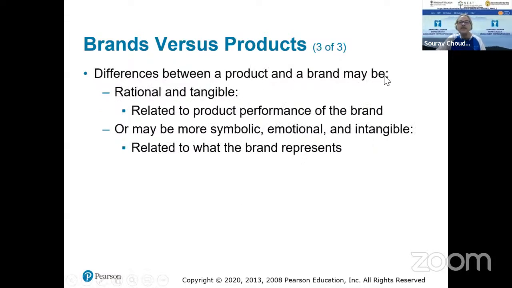Differences between a product and a brand may be rational and tangible, as we said. Rational and tangible related to product performance of the brand. So if that brand is a tangible brand, it has rationality with it. Or maybe more symbolic, emotional, and intangible related to what the brand represents. So it can be intangible also. It can be more of an emotion, more symbolic also. Correct?